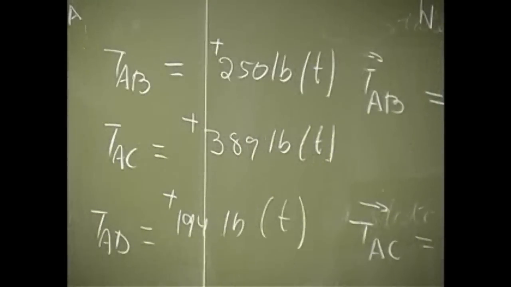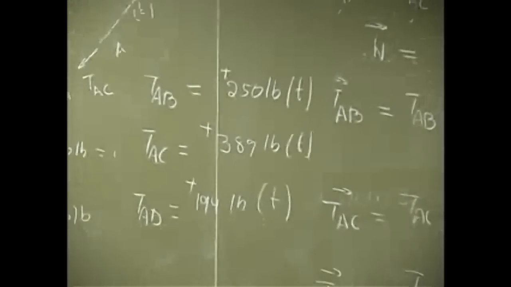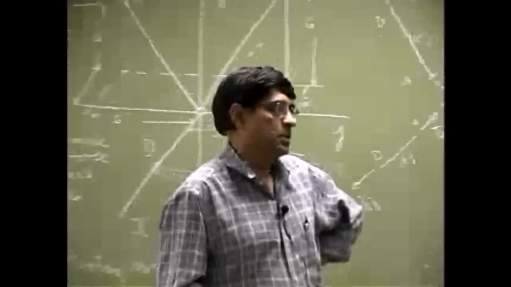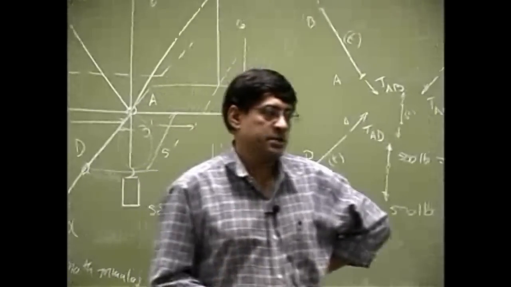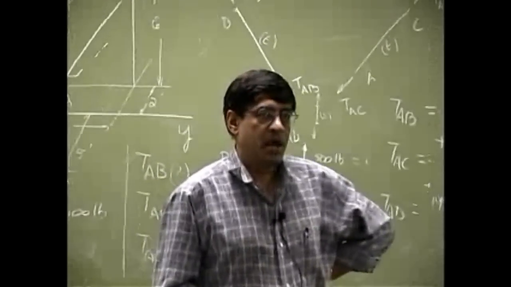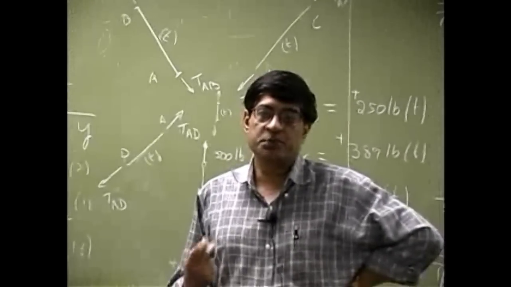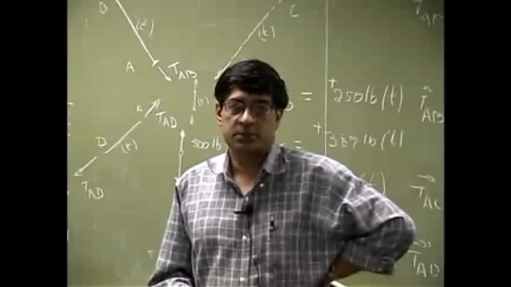So if you recall, we started this problem, we made the assumption that every cable was in tension. So when you went through all the calculations, then every number is going to come out positive. So if it comes out positive, that means you don't need to change anything with respect to your original assumption.